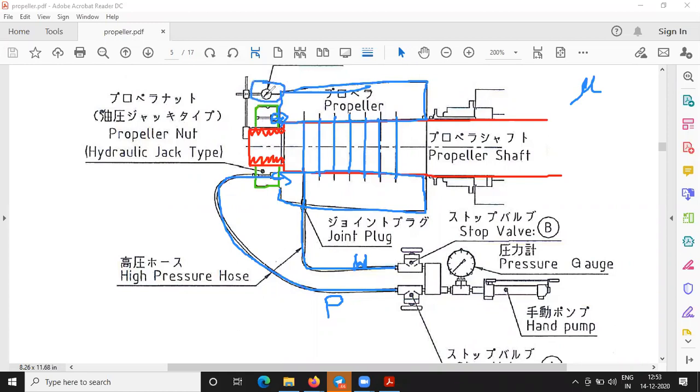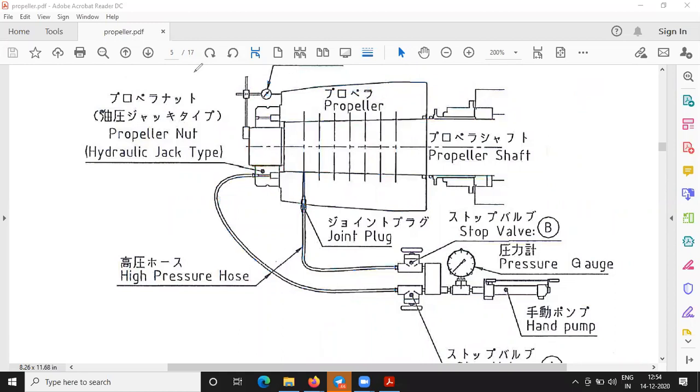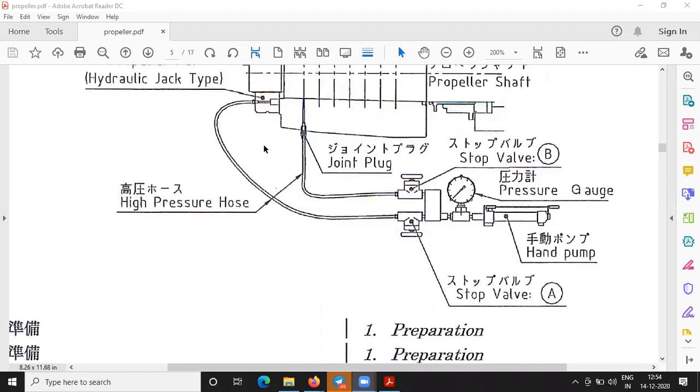Dial gauge is mounted, and now on the deflections of the propeller, deflections means as the propeller moves inward, there will be deflection in the dial gauge, so you can precisely know what is the amount of the propeller that is being pushed up. Okay, so let's see how do we prepare for fitting. How do you prepare for fitting?